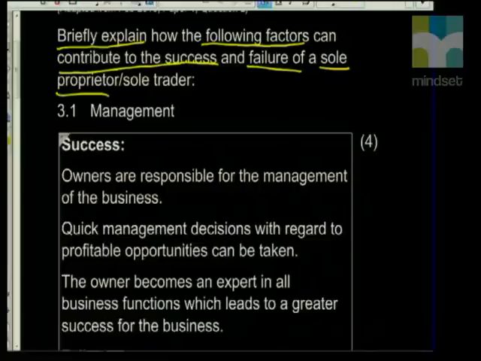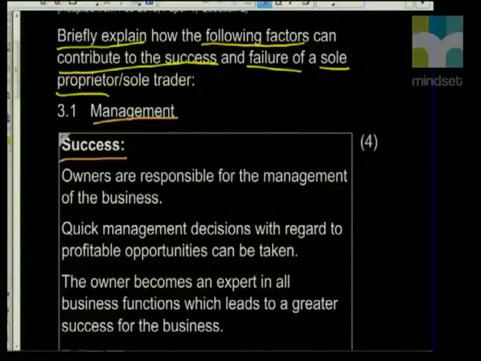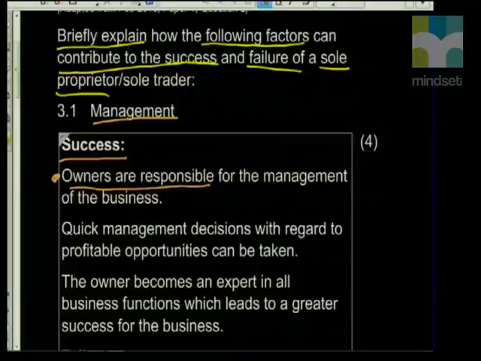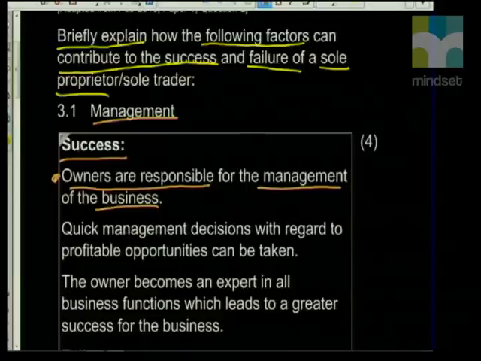That was the first part of the question. So management, what will add to the success of a sole trader? Now, firstly, owners are responsible for the management of the business. So the success of a business literally falls on the shoulders of the sole trader through their management style. So are they autocratic? Are they participative? Are they transformational? What leadership style do they use with their workers to get the best out of them.